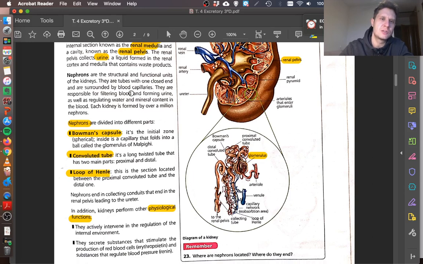Nephrons are the structural and functional units of kidneys. They are tubes with one closed end and are surrounded by blood capillaries, like these ones. They are responsible for filtering blood and forming urine, as well as regulating water and mineral content in the blood. Each kidney is formed by over 1,000,000 nephrons.